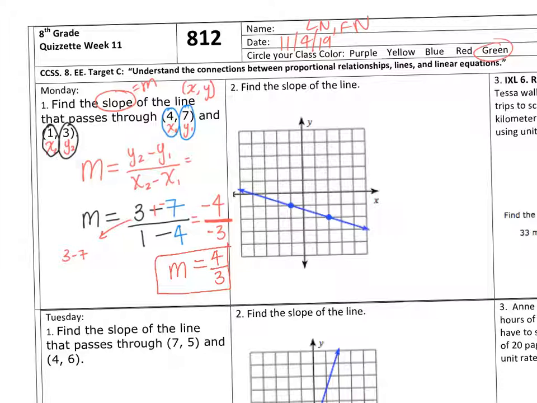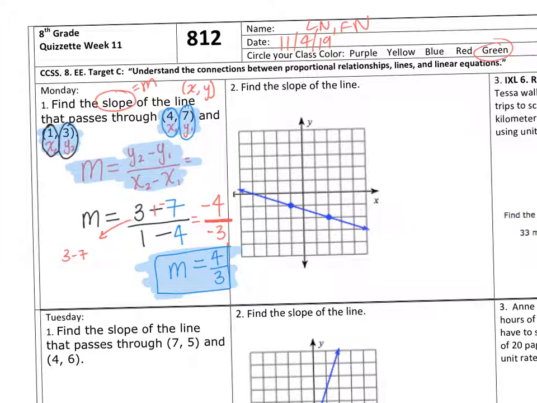So you just have to write the formula each day, label your points each day, solve, and then box your answer. This is what I want to see every day. Every day I want to see the slope formula, and I want you to label your points. I just want you to know I want the slope formula, the points, and then your answer has to obviously be boxed. Okay? Moving on to number 2.